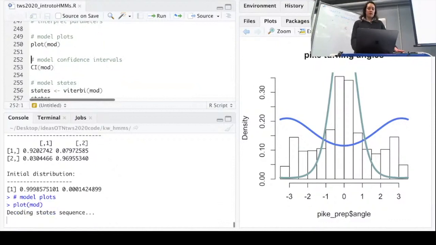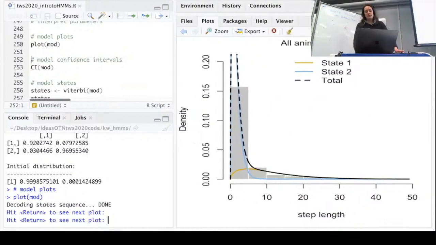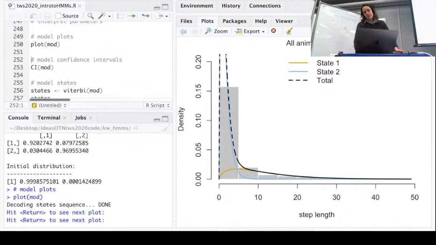A really good function to plot everything. So here we have a plot. We have our frequency histogram of the step lengths, and then we have the two different distributions that were fitted. So this is state 1 in orange and state 2 in blue. State 1 here is going to have those longer step lengths, and state 2 has the shorter step lengths.